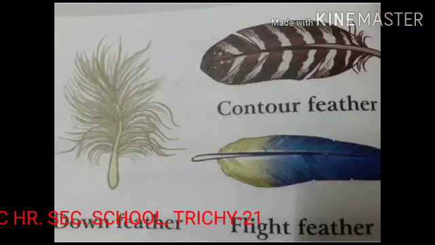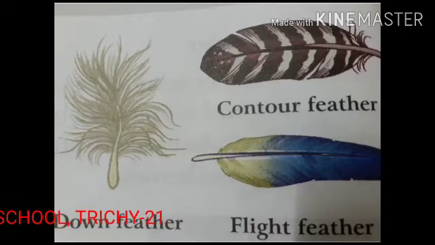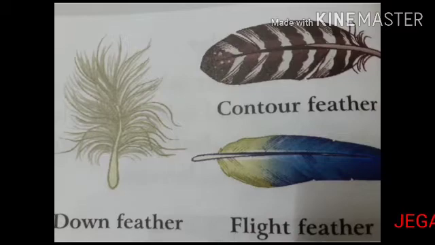An animal is called a bird because of its feathers. Birds look beautiful because of the feathers they have on their bodies. Feathers protect them from harsh weather. Birds have 3 types of feathers. Children, how many types of feathers do birds have? Birds have 3 types of feathers.